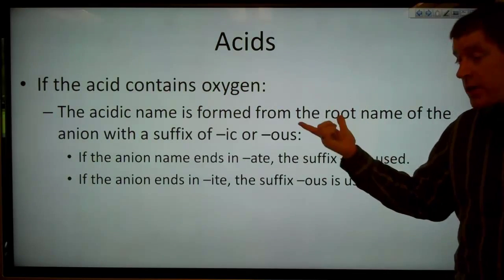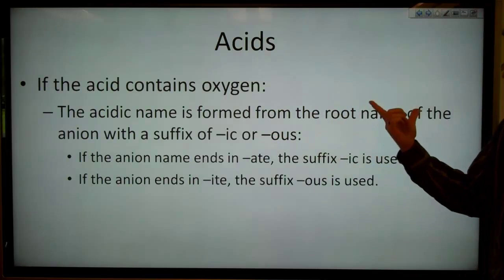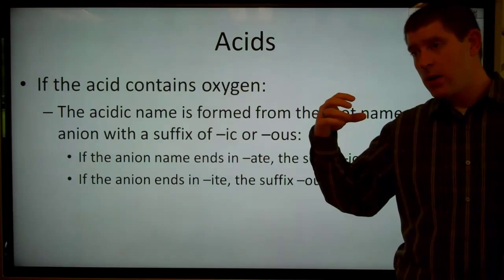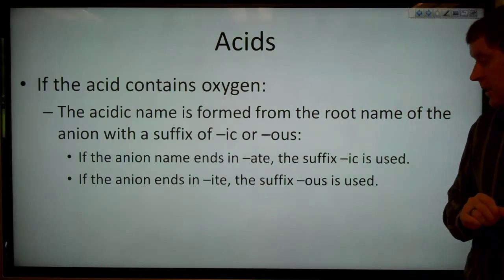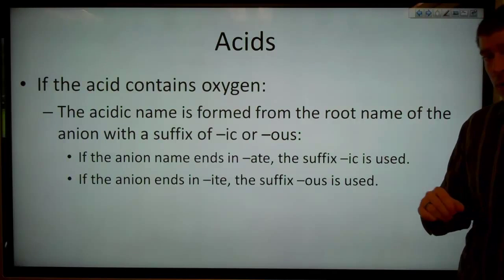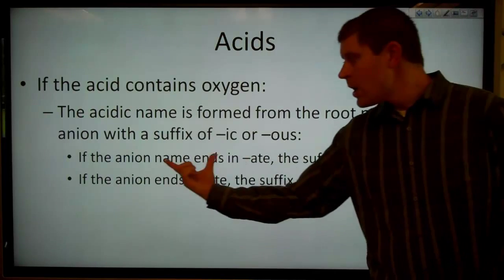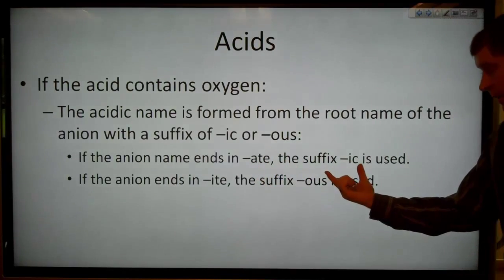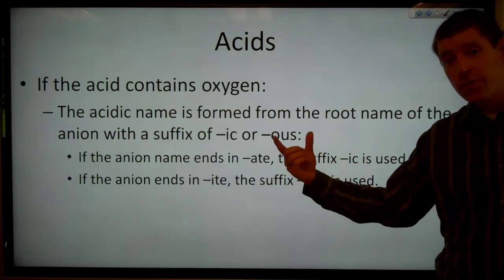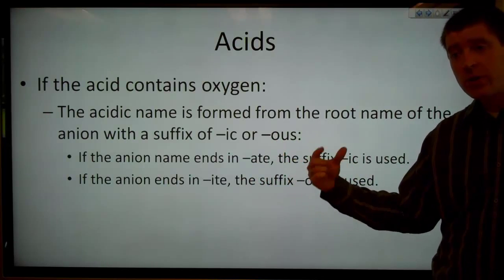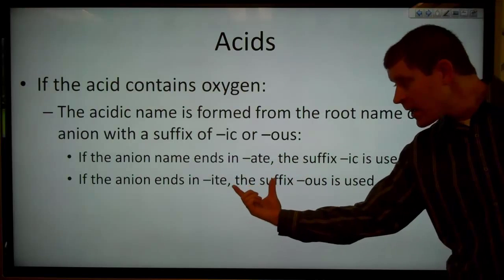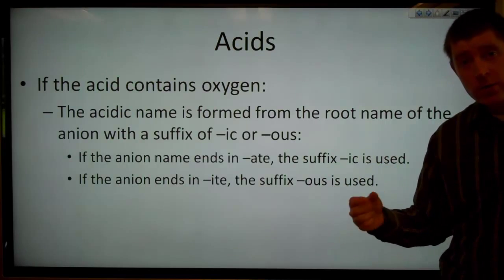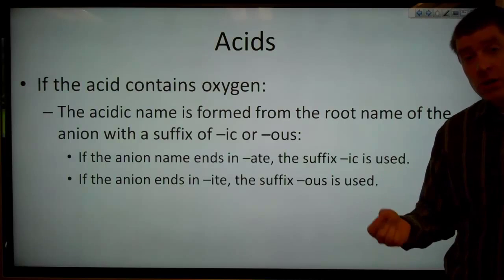If the acid does contain oxygen, then the acid name is formed from the root name of the anion with a suffix of -ic or -ous, denoting whether we have more or fewer oxygen atoms in our polyatomic ion. If an anion name ends in -ate, something like sulfate, then the suffix -ic is used. So sulfate in acid form would be sulfuric acid. If the anion ends in -ite, then the suffix -ous is used. So H2SO3, sulfite in acid form, would be sulfurous acid.